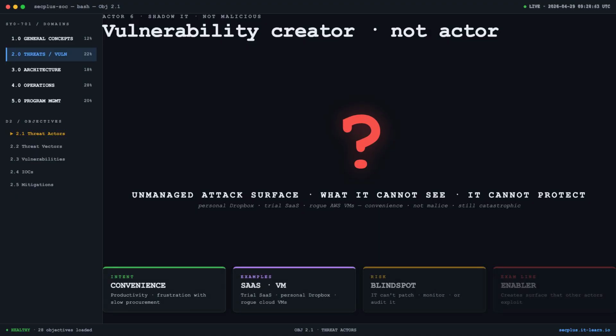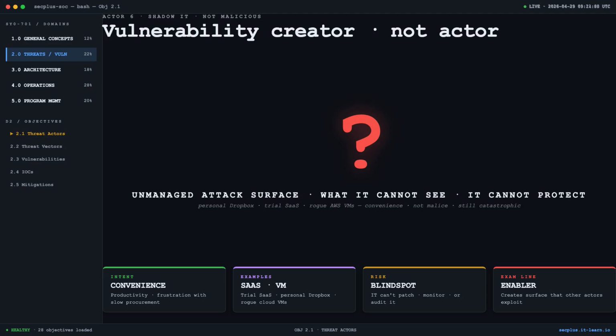But the risk is real because IT cannot patch, monitor, or protect what it cannot see. Data goes to unsanctioned services, and now you have a compliance violation. The line for the exam is, shadow IT creates unmanaged attack surface that other actors can exploit.